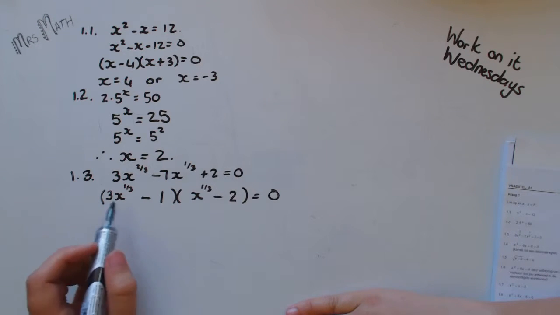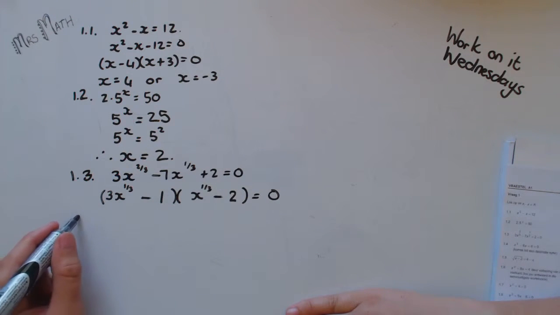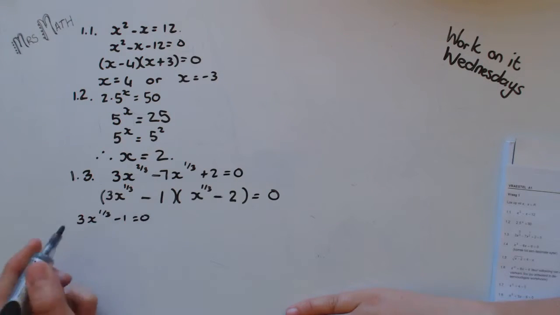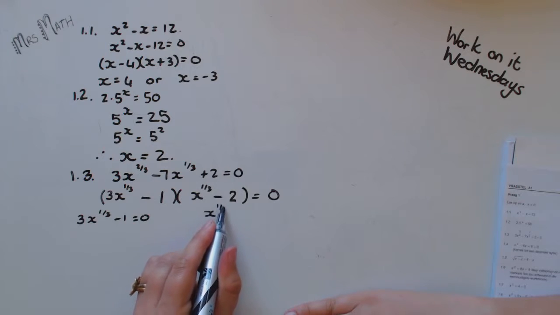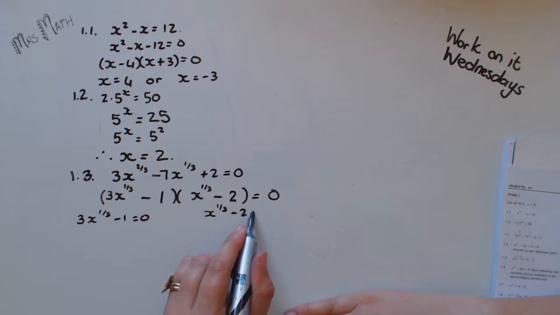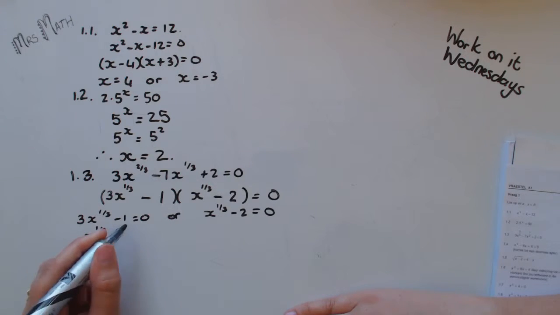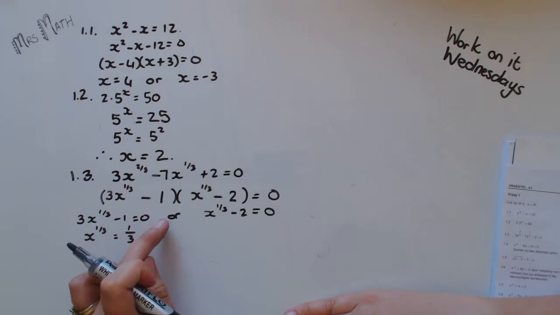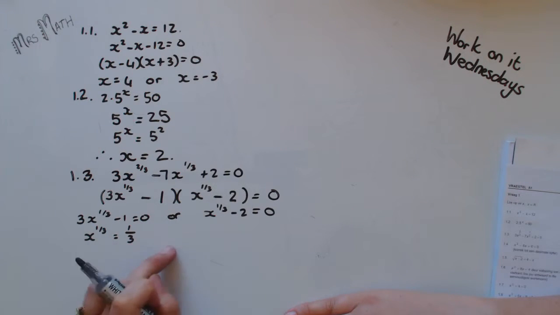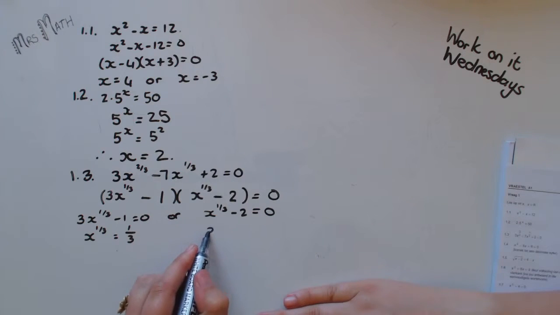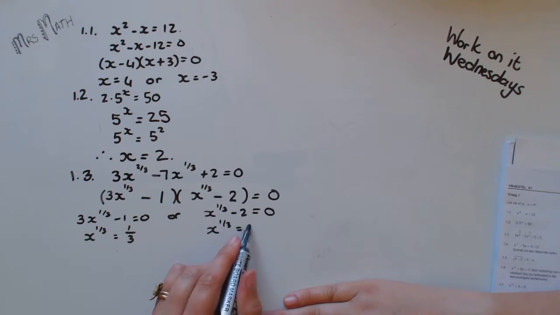Okay, so now this bracket must be equal to 0, so 3x to the power of a third minus 1 must be equal to 0, or x to the power of a third minus 2 must be equal to 0. Okay, so x to the power of a third is equal to 1 over 3. Take that 1 over, becomes positive, divide by 3. I'm sure grade 10, 11, 12 are able to do that. And then I take the 2 over.